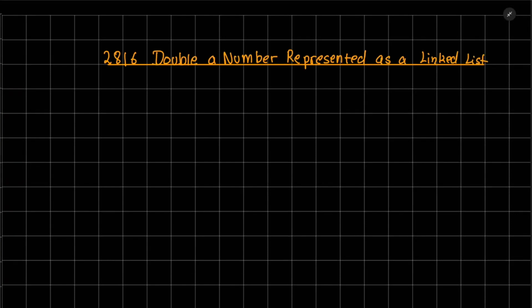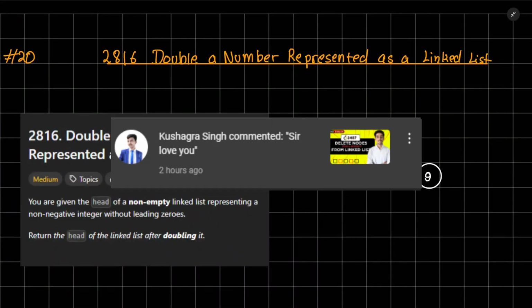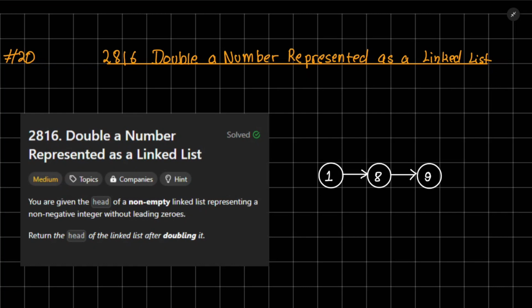Everyone, so I'm back with another question. In this question, we are given a number which is represented by a linked list. What that means is each node of the linked list represents a digit of the number. What we need to do is double the number, represent it as a linked list, and return that linked list.